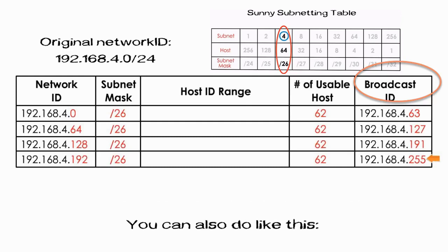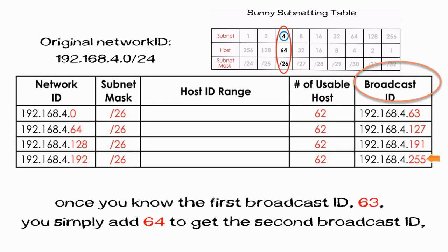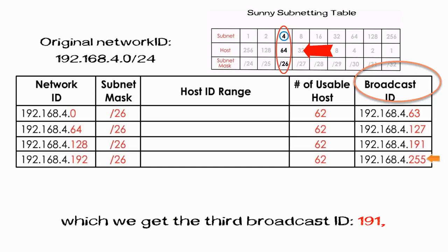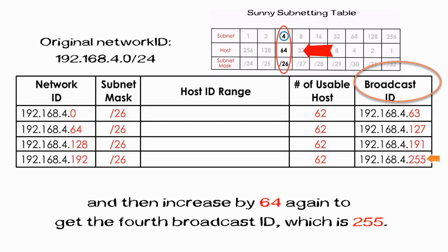We can also do it like this. Once you know the first broadcast ID, 63, you can simply add 64 to get the second broadcast ID: 63 plus 64 is 127. Then add 64 to 127 to get the third broadcast ID, 191, and then increase by 64 again to get the fourth broadcast ID, which is 255.